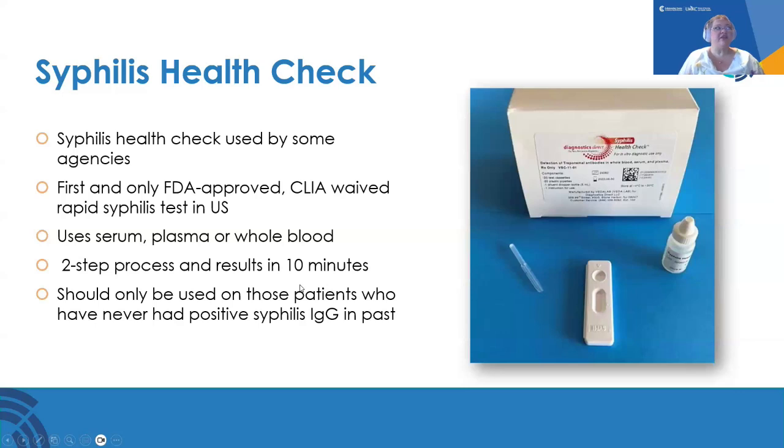The Syphilis Health Check is also a treponemal test, looking at that specific antibody. This one's been around for about 10 years. The dual test was just authorized by the FDA, I think about a year ago, if I'm not mistaken. This is a two-step process. You just put a drop of blood in there and you get the results in 10 minutes. But again, it should only be used on those patients who've never had syphilis in the past, because if they've ever had it in the past, it's always going to show positive.